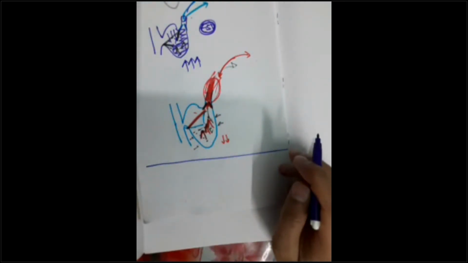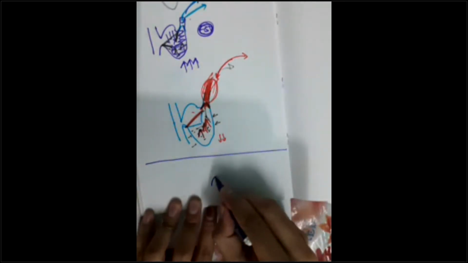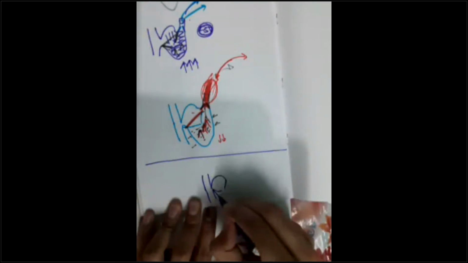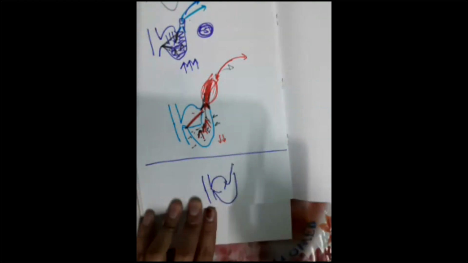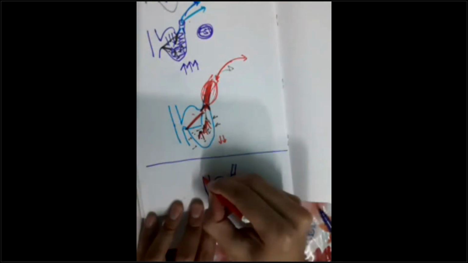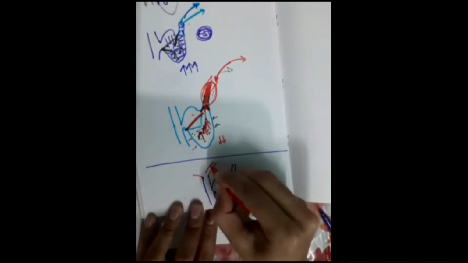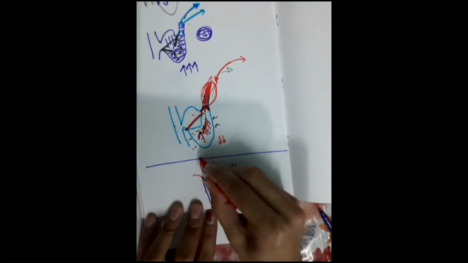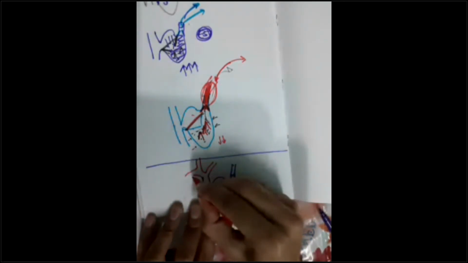So first you listen over here. What is JVP? This is my right atrium. This is my superior vena cava. This is my inferior vena cava. This is my tricuspid valve. This is my ventricle over here. This is the pulmonary trunk. This is the AV valve. Yes, so listen. You have to use your mind a bit here. Internal jugular vein and the subclavian vein.